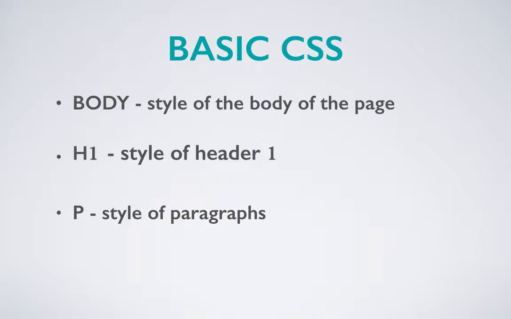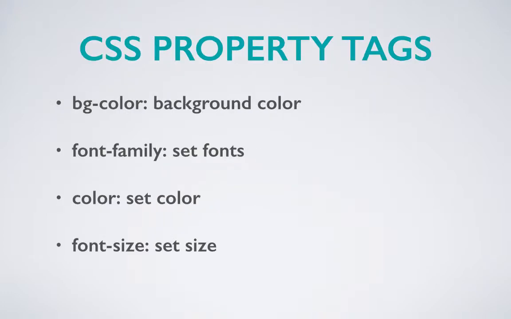Each of these can be affected by different properties. Today we'll look at the following properties. BG color sets the background color. Font family allows you to set different fonts. Color allows you to set the color of text. Font size allows you to change the size of the font.